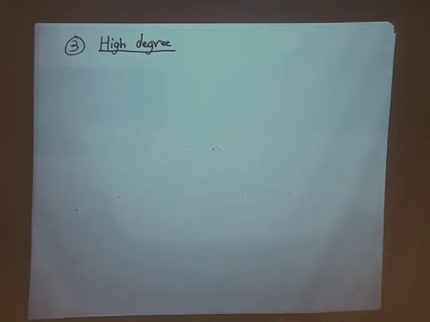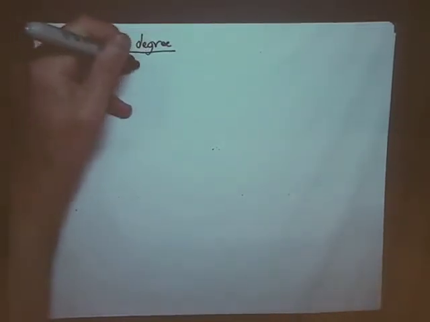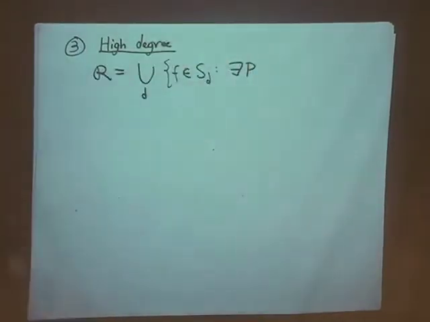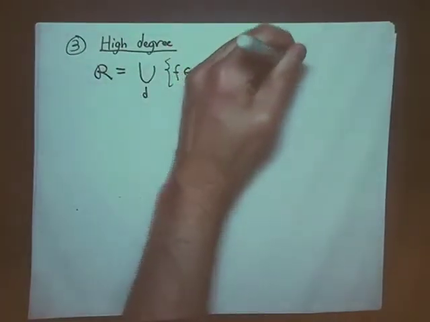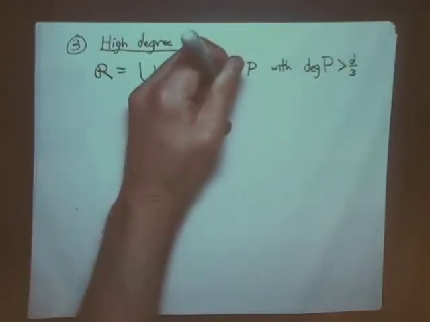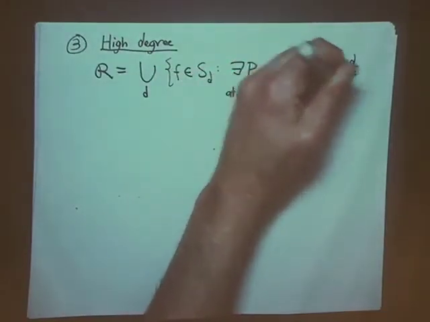Now I'm ready to do it. This is going to be the hard part, because there are infinitely many closed points of high degree, and we have to know that all of them together don't sieve out very much. To be precise, what we're trying to bound now is the set of polynomials of degree d such that there exists a high degree singularity, so there exists a p with degree p greater than d over 3, at which the plane curve is not smooth. So it's singular.